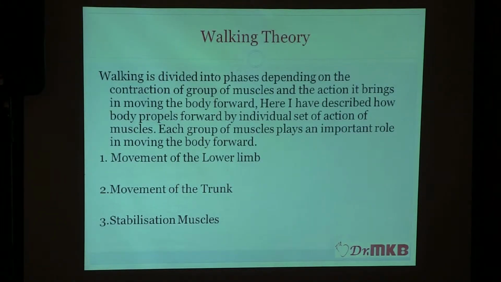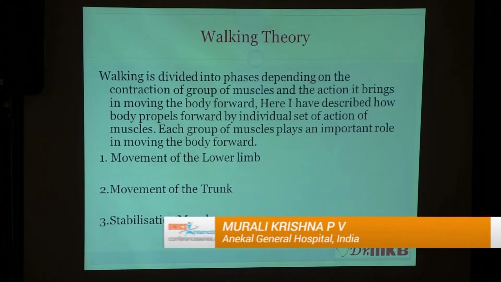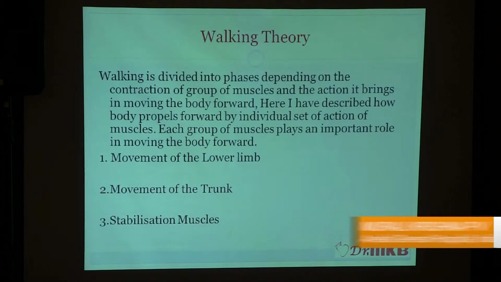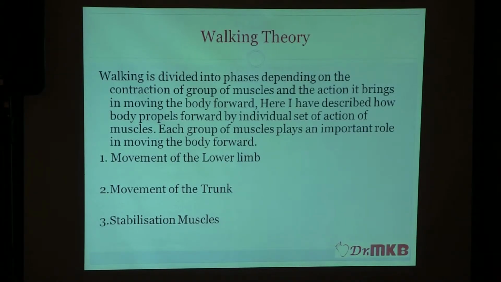Walking is subdivided into phases depending on the contraction of the group of muscles and the actions it brings in moving the body forward. Here, I described how the body propels forward by individual set of action of muscles. Each group of muscles plays an important role in moving the body forward. How do I describe it? This is almost swing phase and the stance phase. Movement of the lower limb is a swing phase. Movement of the trunk is a stance phase. But finally, all joints need to be stabilized during various phases of walking.